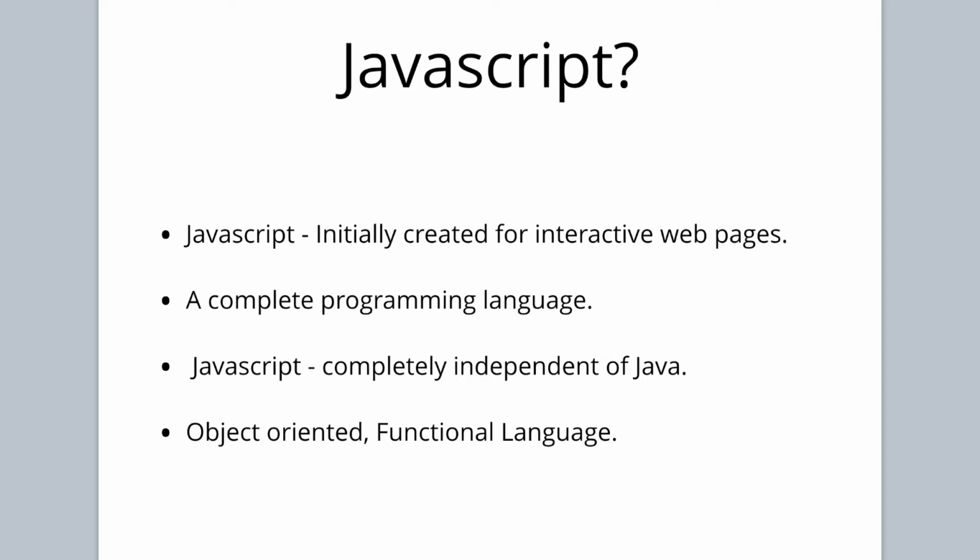And also, JavaScript is an object-oriented functional language. It has most of the common properties of object-oriented principles, but the language has its own way of handling functional concepts.